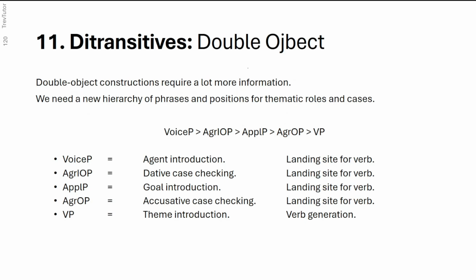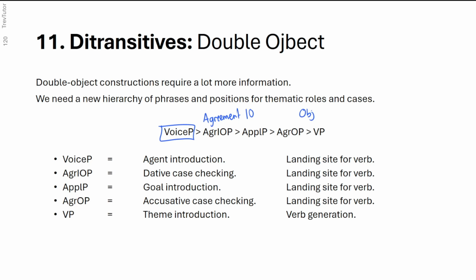Now, if we do the double object construction, so I sent you a book, we're going to need a lot more phrases and positions to do thematic role introduction as well as case checking. So we're going to need our voice phrase to start the chain, then we're going to need an agreement phrase. AGR just stands for agreement. We have one for indirect objects, one for regular objects, and then we're going to have an applicative phrase in between agreement IO and agreement O in order to do goal generation. So there's a little list down at the bottom.